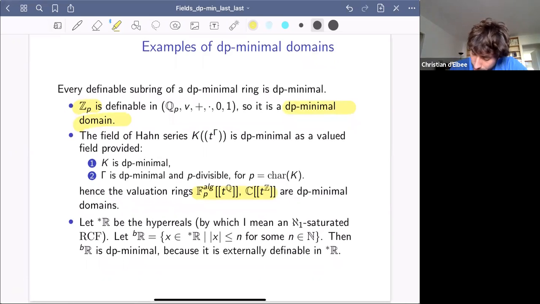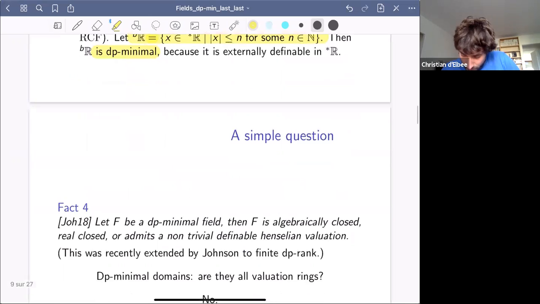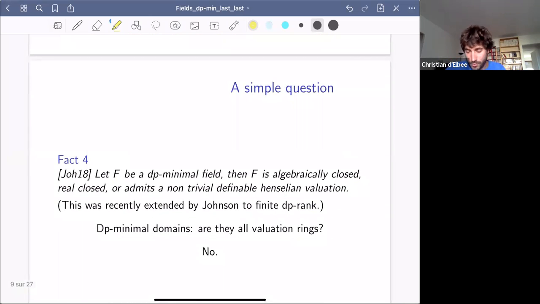And if you take the hyperreals and you look at the set of bounded elements, then this also is DP minimal. It's the same, it's also a valuation ring for the infinitesimal valuation. And then a natural question arises, given this famous fact from Johnson that any DP minimal field is either algebraically closed, real closed, or admits a non-trivial definable henselian valuation: do we only get valuation rings when we look at DP minimal domains?